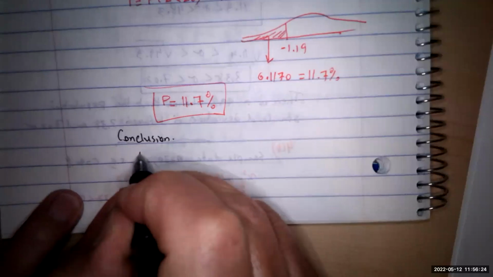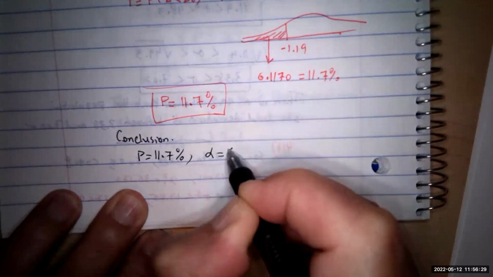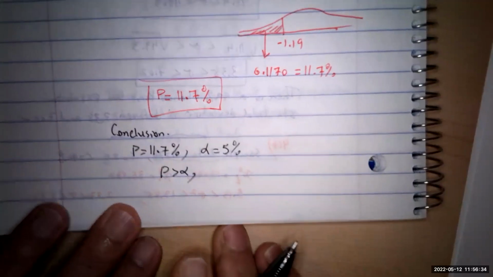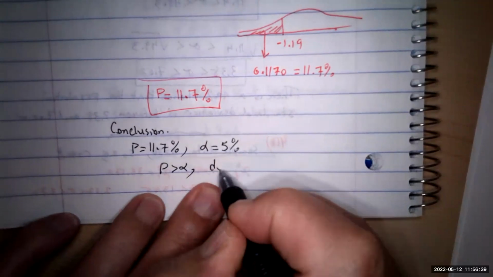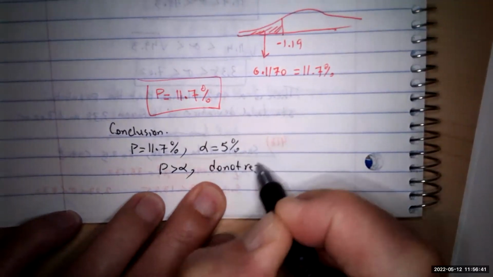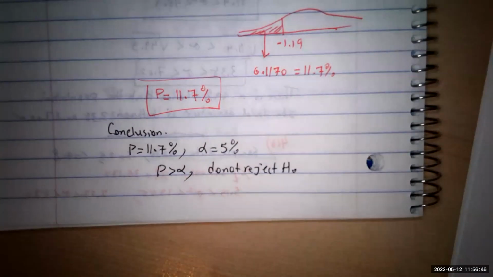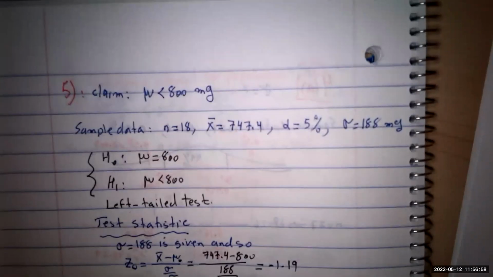The conclusion: P is 11.7%, alpha is 5%. So P is greater than alpha. When P is greater than alpha, you do not reject H naught. Do not reject H naught means you are in favor of the H1, means you support the H1. And the H1 is mu is less than 800, which is the claim.